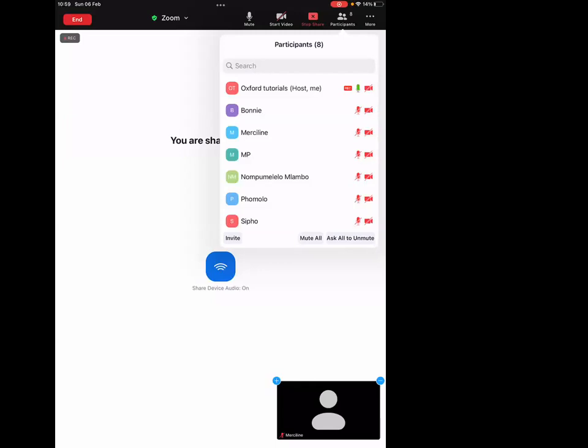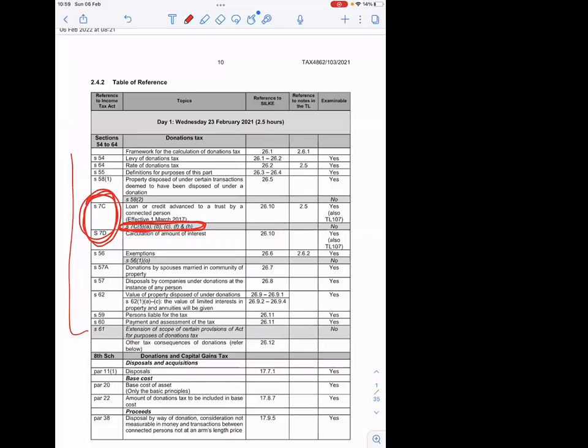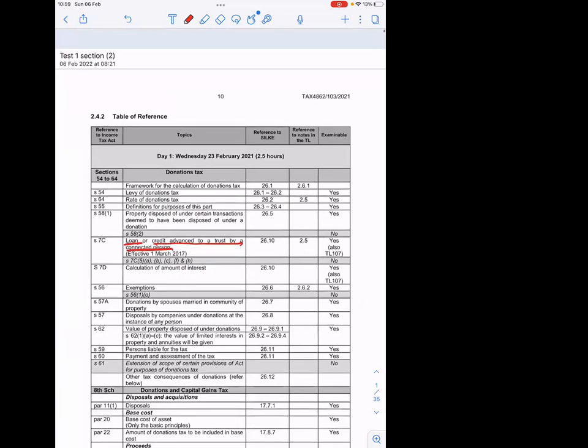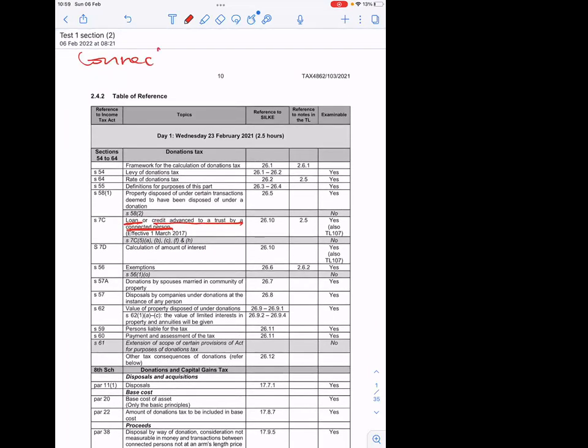All right. Okay, so before that, let's look at the heading. If you look at the heading, you will have a little bit of insight as to what is going to happen in there. Loan or credit advance to a trust by a connected person. Before we go far, I want you to tell me, for tax purposes, what is a connected person?